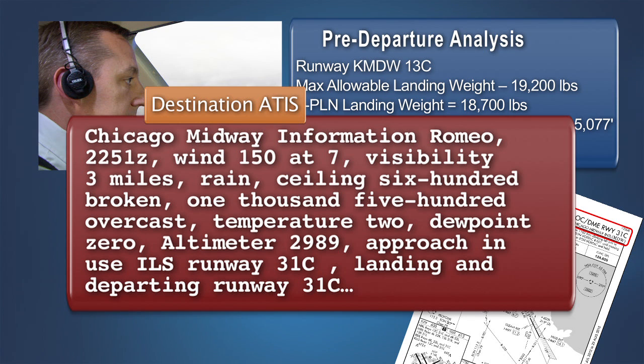Chicago Midway Information Romeo 2251 Zulu. Wind 150 at 7. Visibility 3 miles. Rain. Ceiling 600 broken. 1,500 overcast. Temperature 2. Dew point 0. Altimeter 29 89. Approach in use ILS runway 31 center. Landing and departing runway 31 center.